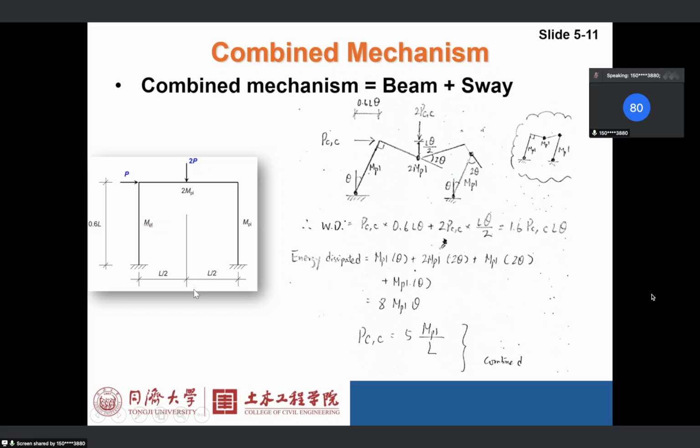And the energy dissipation, we have 4 plastic hinges here. MPL times delta. This is 2 MPL times 2 delta. And this is MPL times 2 delta because it's column. Plastic hinge happens in column. So it's MPL times 2 delta plus the column base, MPL times delta. So it's 8 MPL delta. So the final result, PCC, C means combined, is 5 MPL over L.